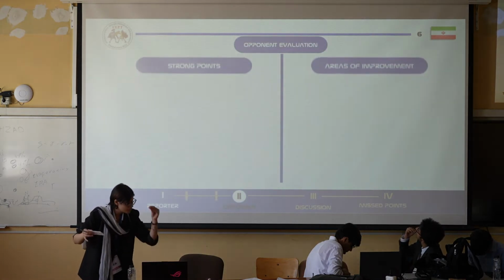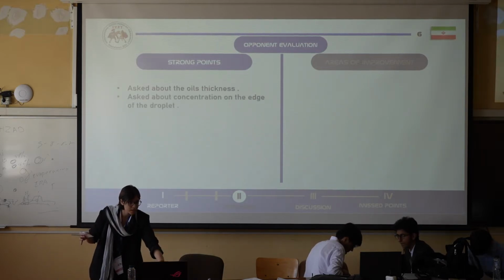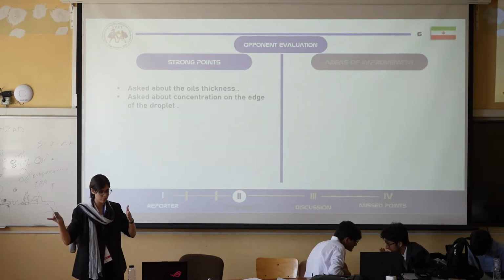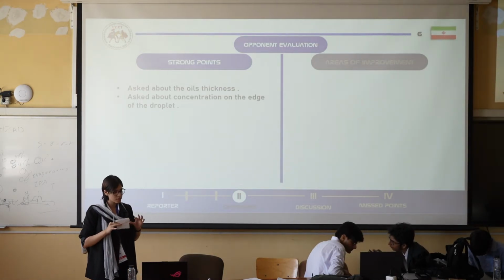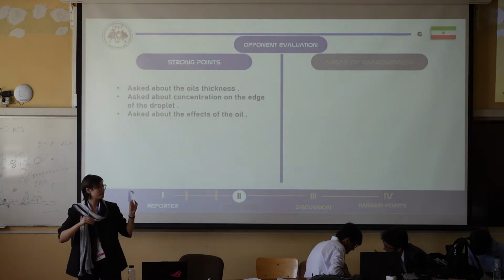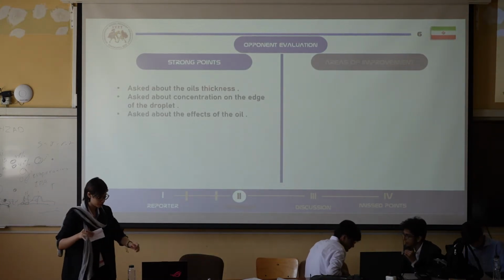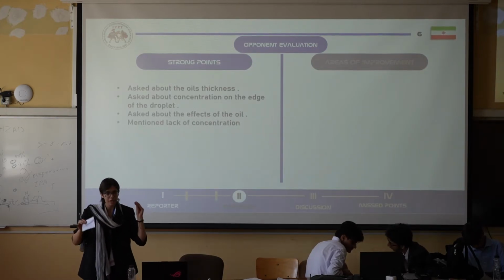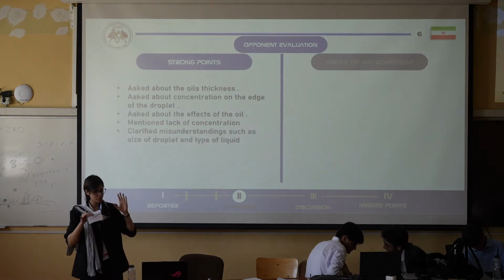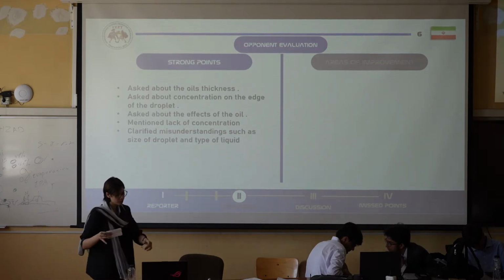And now for the opponent's evaluation, for the strong points, we did ask about the oil's thickness, which I mentioned for the cylindrical shape of the droplet, which was the base of the theory. And he did ask about the concentration on the edge of the droplet. And also the oil was included, which covered what kind of oil you can consider in this phenomenon. He also mentioned the latent concentration, and clarified misunderstandings that we had from the reports, such as the size of the droplet and type of the liquid.